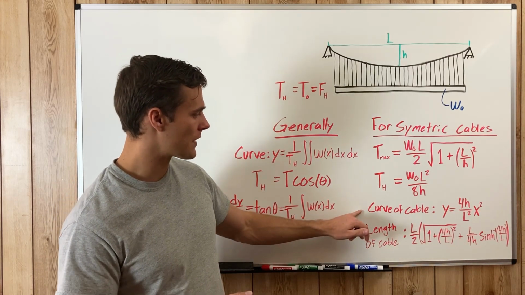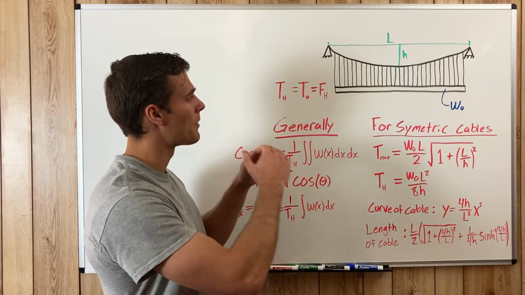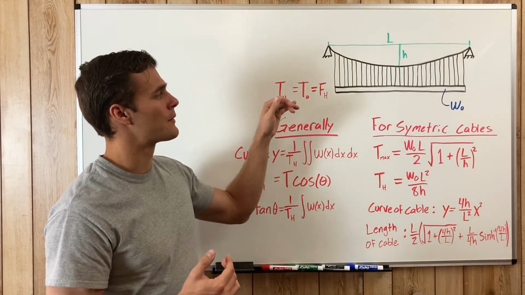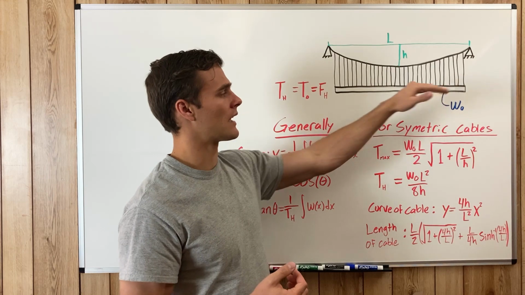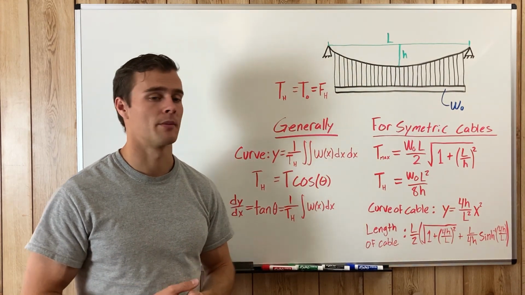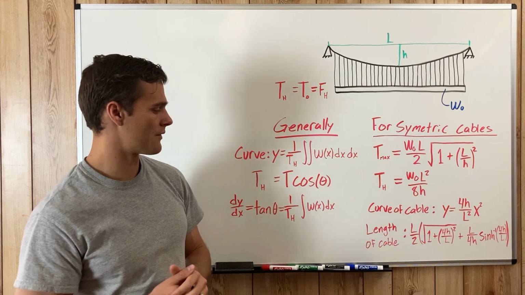Then you have the curve of the cable. That gives you the parabolic shape. So distributed loads on cables create a parabolic shape in the cable, unlike catenary loads, which create a hyperbolic shape. But we'll get into that with another video.